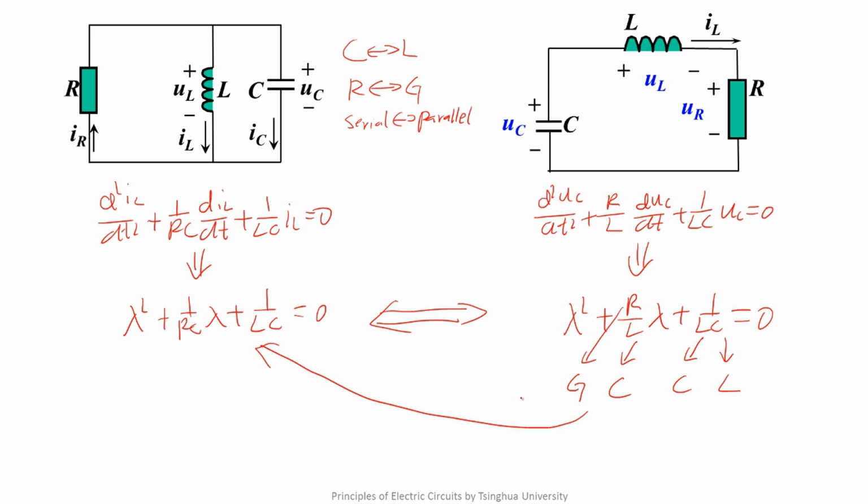Because if we skillfully master the four conditions of overdamping, critical damping, underdamping, and no damping for the RLC series second-order circuit, by using the duality theorem, these conditions can be directly mapped to the RLC parallel second-order circuit. You can find that the duality theorem has very profound application in circuits. Well, that's the end of this lecture.